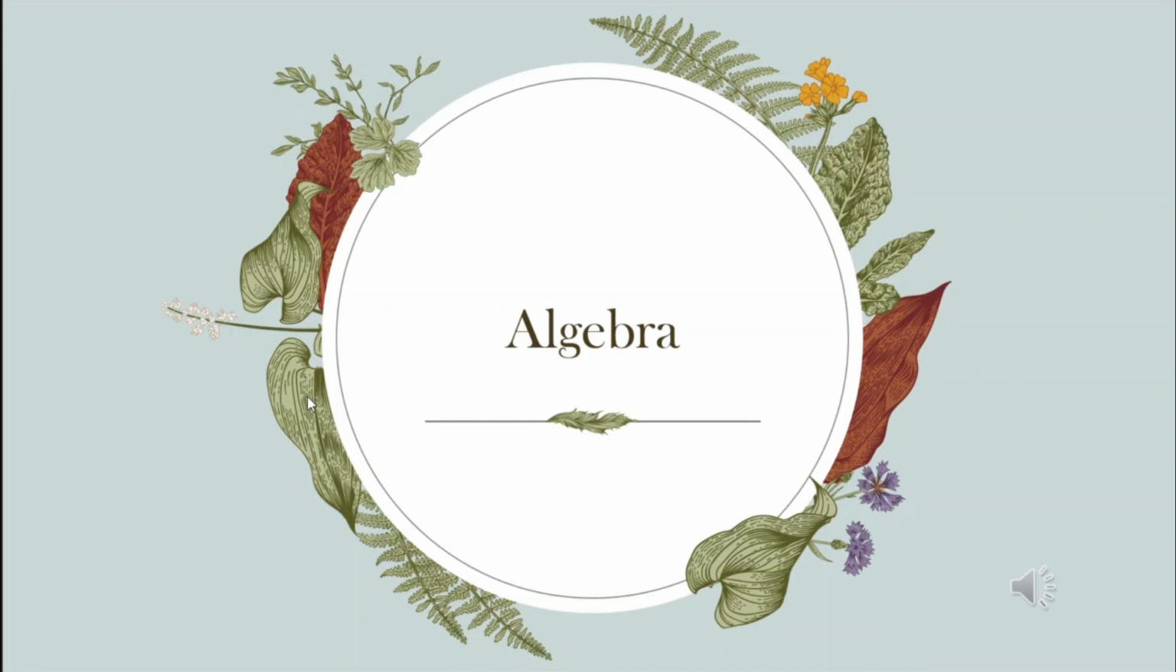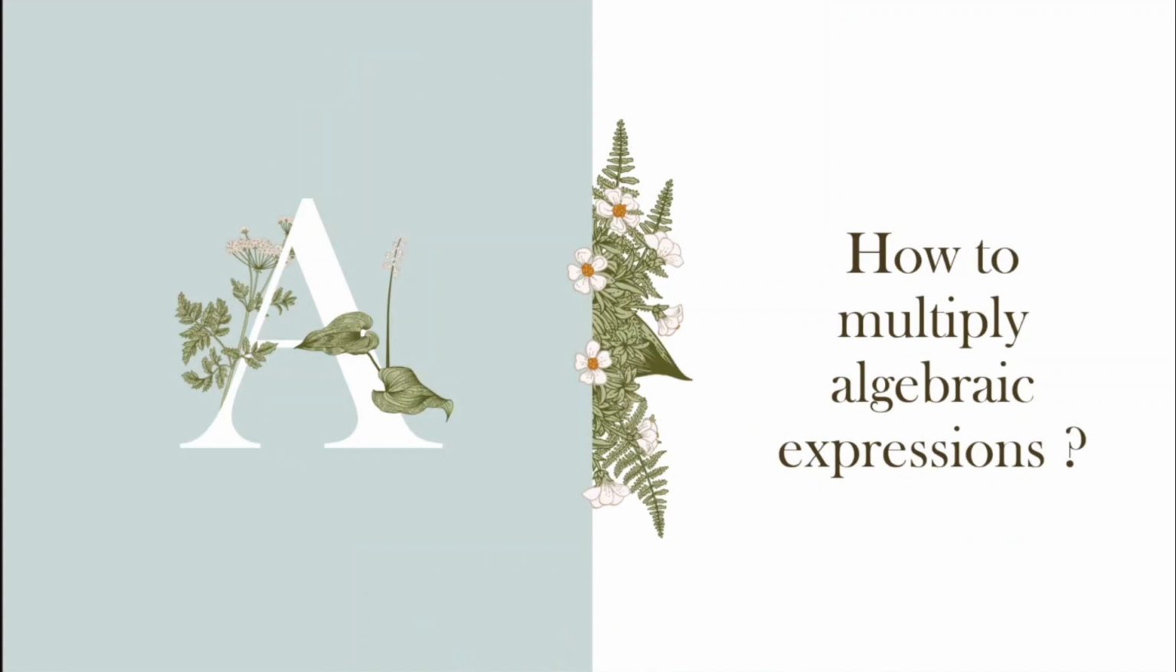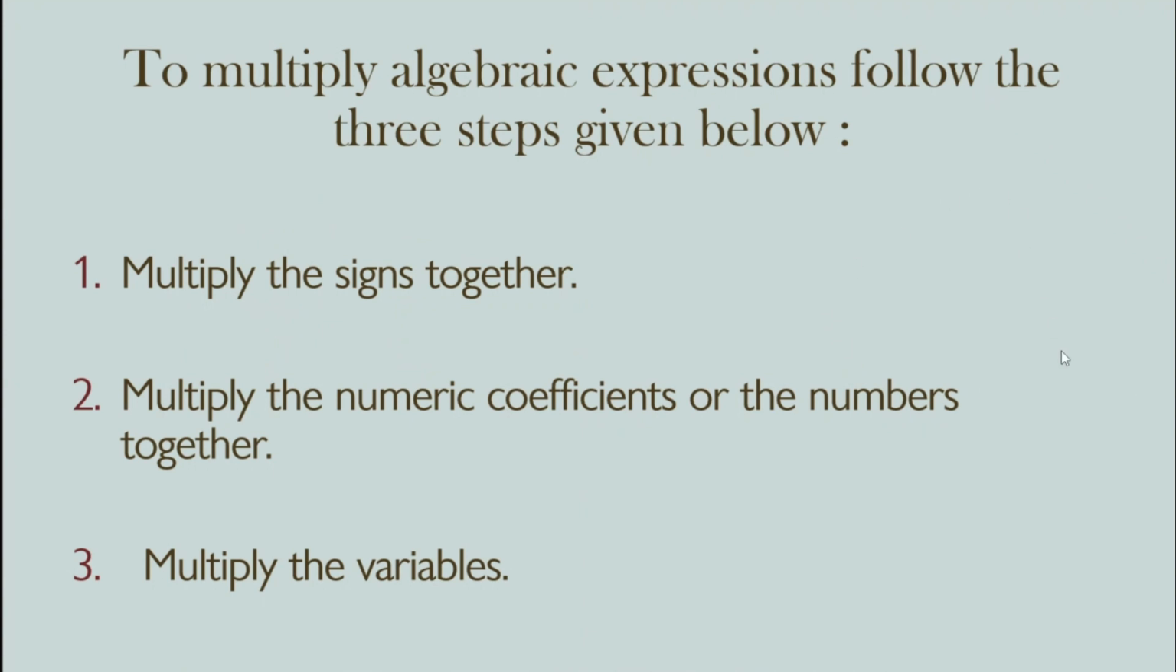Today we'll learn a new concept about algebra, which is how to multiply algebraic expressions. So let's start. These are the three steps or three rules that we need to keep in mind while multiplying algebraic expressions. First and foremost is to multiply the signs together.